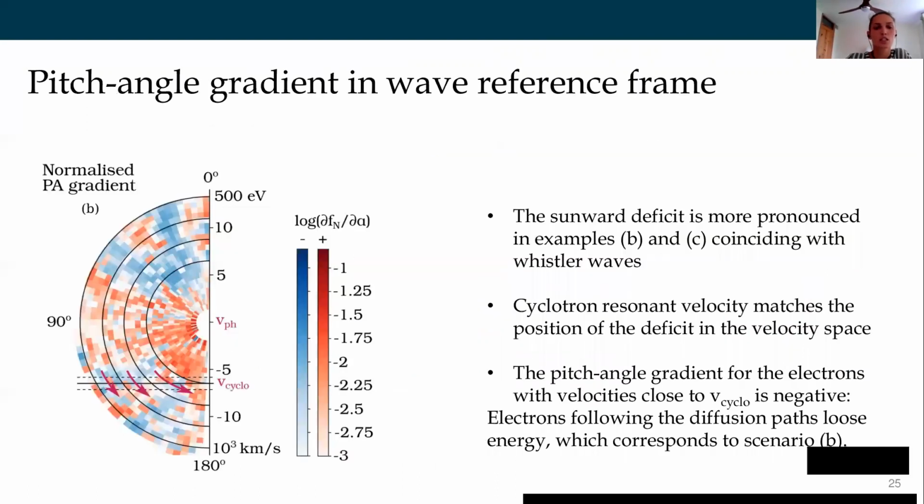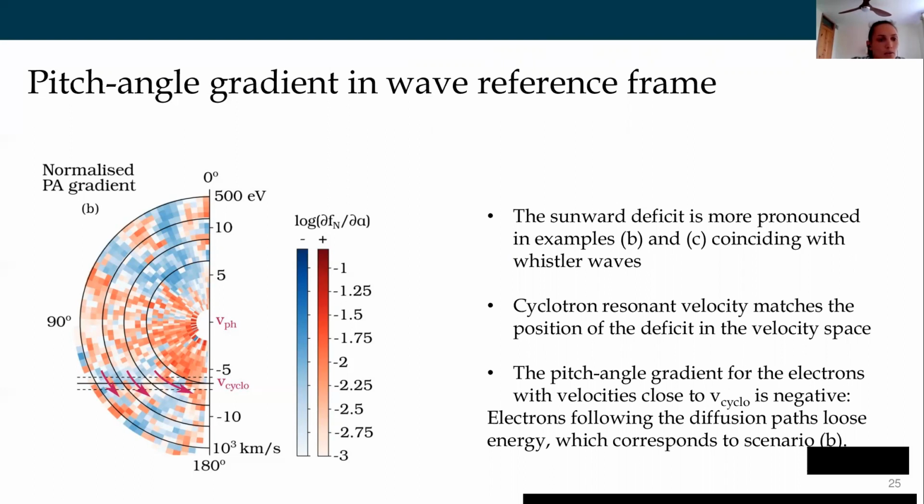So now the question is, which of the two scenarios is happening? Are the electrons giving energy to the waves, or are the waves giving energy to electrons? So what we do is calculate the pitch angle gradient of this distribution function in the wave frame of reference. This is what is shown on this plot here. In red, we have positive pitch angle gradient, and in blue, negative pitch angle gradient.